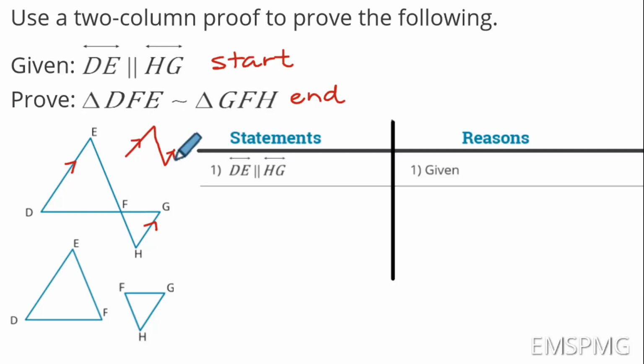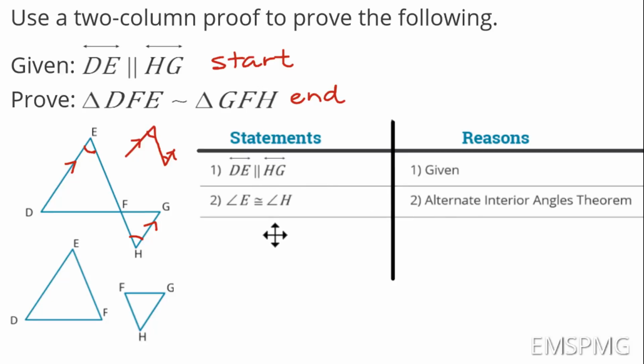Since those angles are located on a transversal and parallel lines, I know that these two angles are going to be congruent. The reason for that is because they are between the two parallel lines, so they are interior. One is below the transversal and one is above the transversal. So I'm using the alternate interior angles theorem to state that angle E is congruent to angle H.